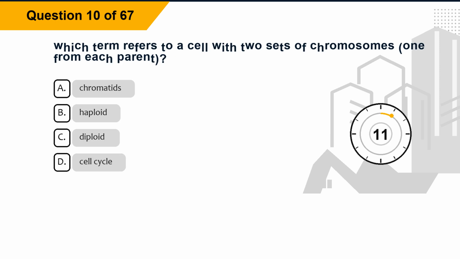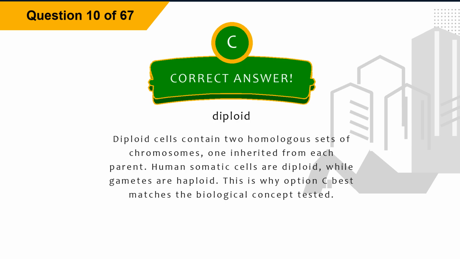Question 10. Which term refers to a cell with 2 sets of chromosomes, one from each parent? Option A, chromatids. Option B, haploid. Option C, diploid. Option D, cell cycle. The correct answer is option C, diploid.